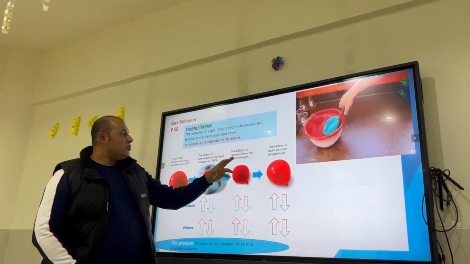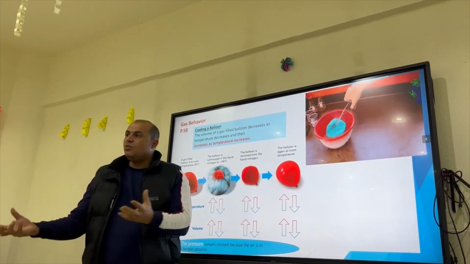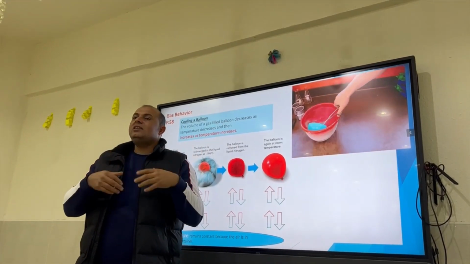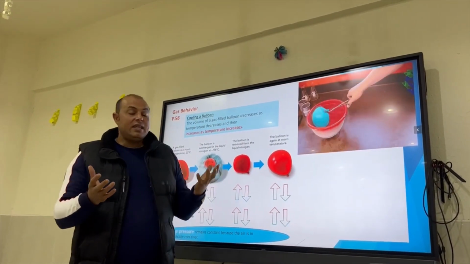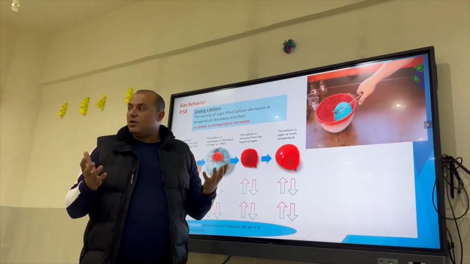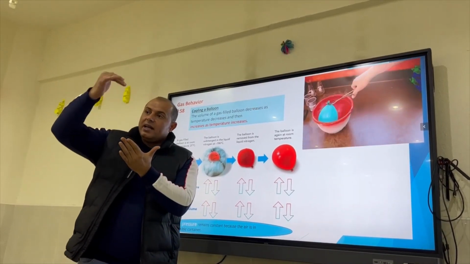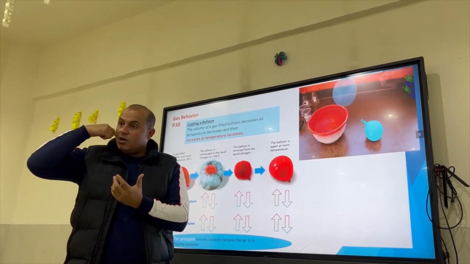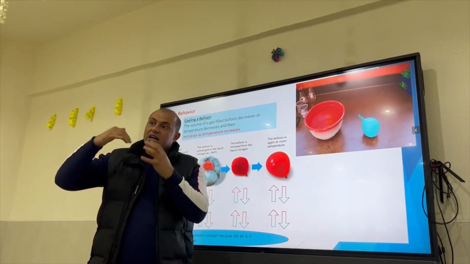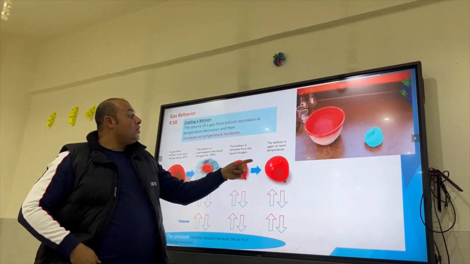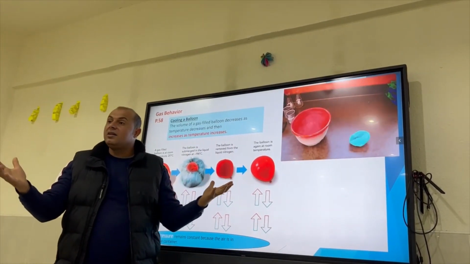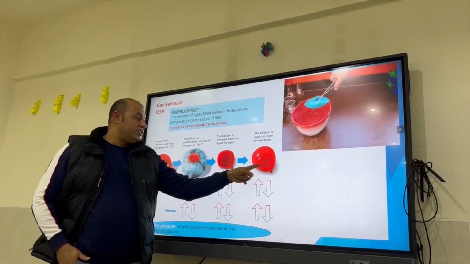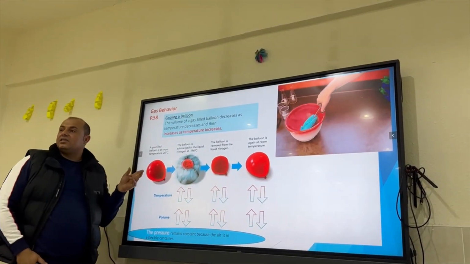The balloon is removed from the liquid nitrogen. I will take it out from the liquid nitrogen. What happened to the air inside the balloon? It will gradually increase. What happened to the temperature of the air inside the balloon? The temperature of the air gradually increases. So what will happen to the volume of the balloon? It also gradually increases until it returns to its original state.